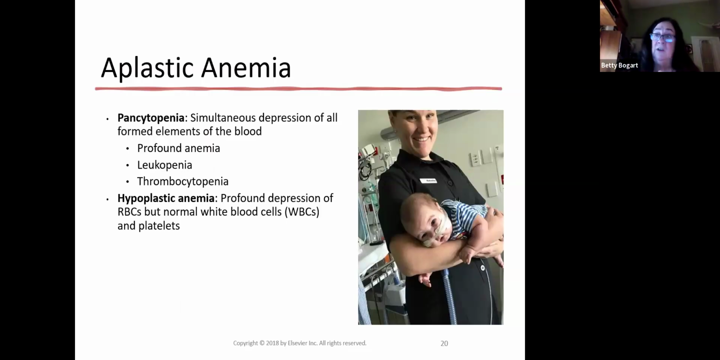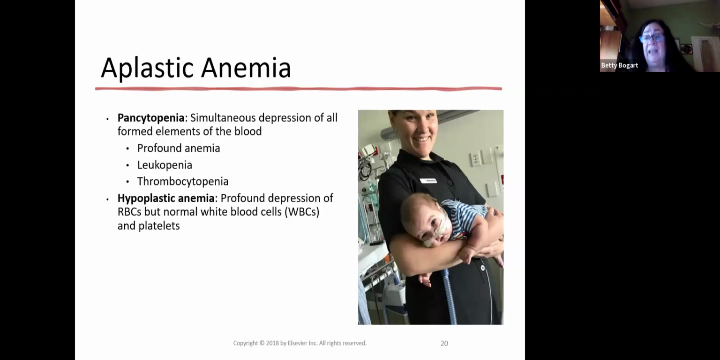Then it also has a decreased hemoglobin. Red blood cells, they're low. What's happening there? I'm tired, right? I have no energy. And then the third thing, low platelets or thrombocytopenia, low platelets. I'm going to be bleeding.